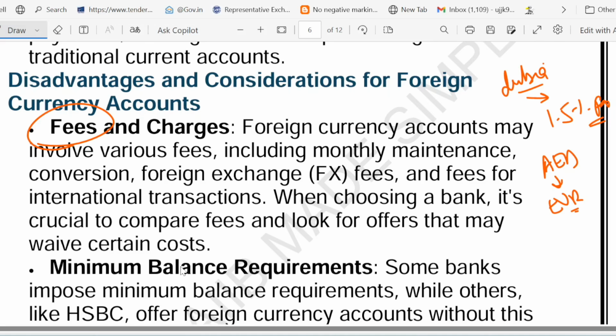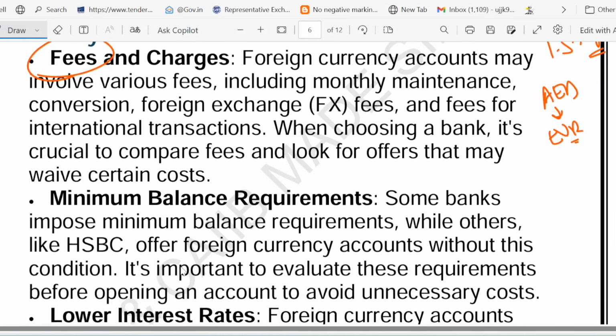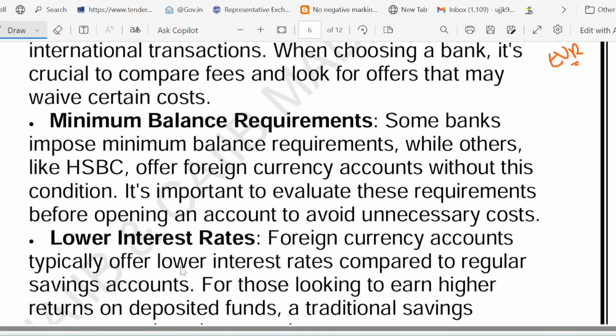So friends, these are the weak points: fees and charges are always included. Second is weak interest rate. Interest rates sometimes become weak. One more thing I want to tell you: the minimum balance trap. Sometimes you should keep this much dollar parked or pay a penalty fee. That is called the minimum balance requirement.